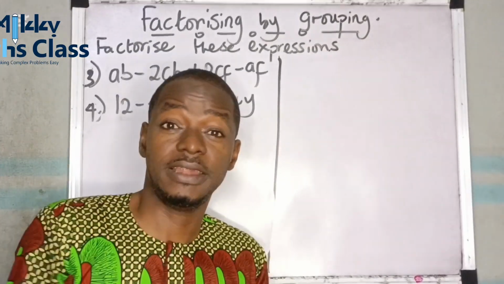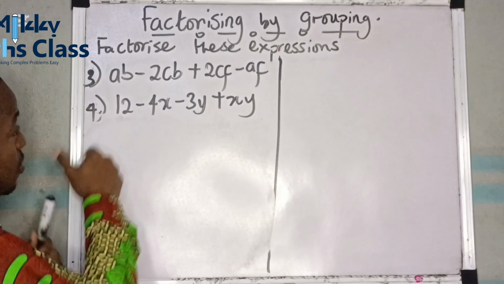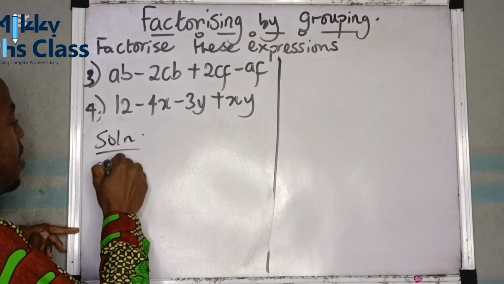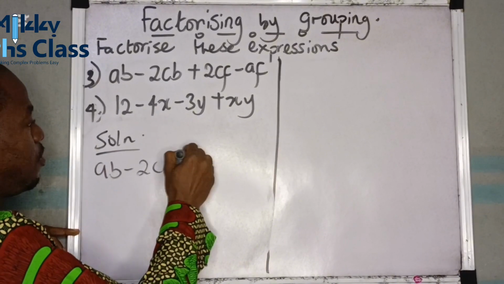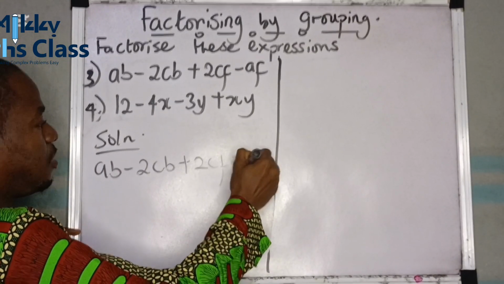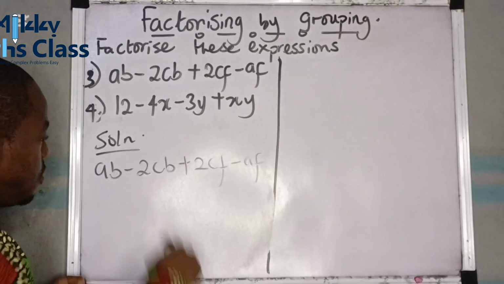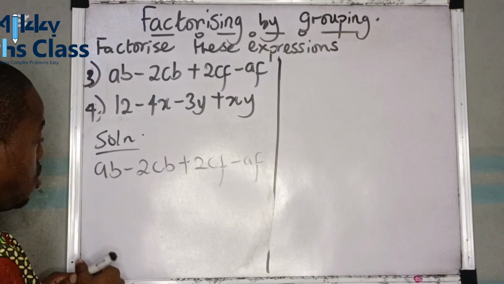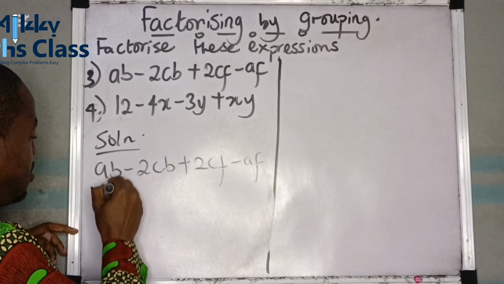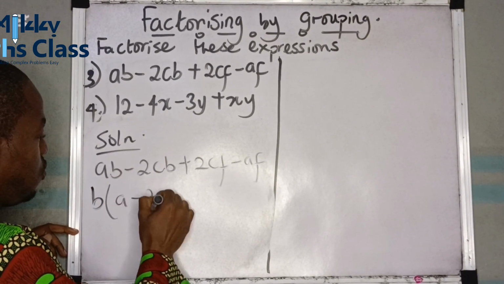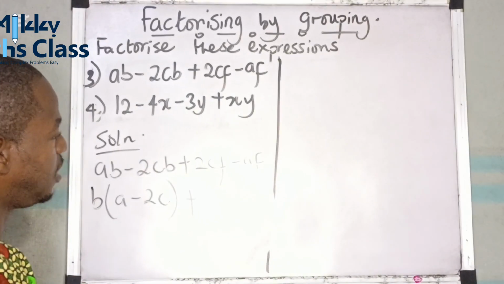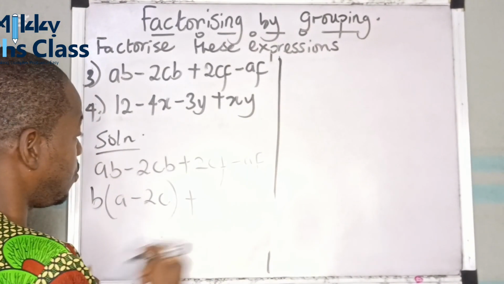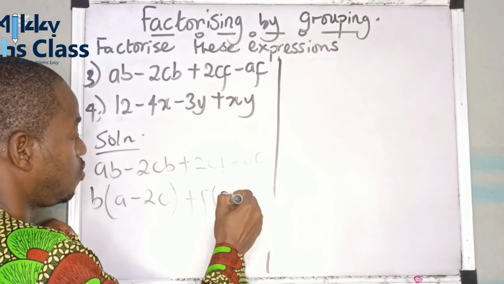All right, let's look at this other example. We have AB minus 2CB plus 2CF minus AF. Now, what do we have? Let's factorize by grouping them. What's common between these two? We have B, so bring out B. B into bracket A minus 2C plus, what's common here? I can see F here, I can see F here, so bring it out, plus F into bracket 2C minus A.